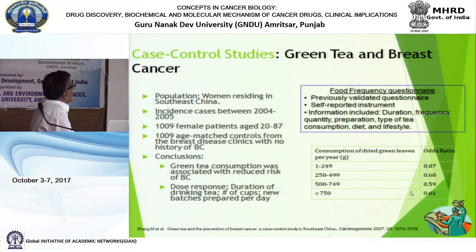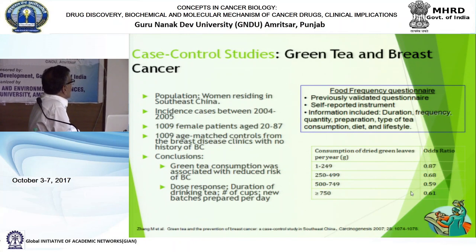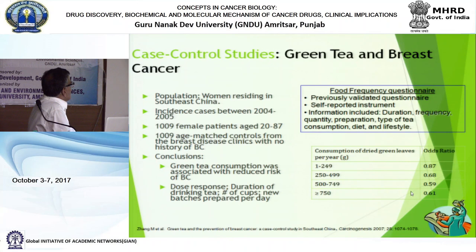So here you go, in one of the case control studies of green tea and breast cancer, they followed women of a large range for about a year, and there were 109,000 people who got the control, and they got the green tea. They measured the green tea consumption of them, and from the breast cancer clinic with no history of breast cancer, so they're breast cancer patients, no breast cancer patients, controls, right? The conclusion was that green tea consumption was associated with reduced risk of breast cancer, and dose response duration is, so I don't have time to go, but it is a lot of things.